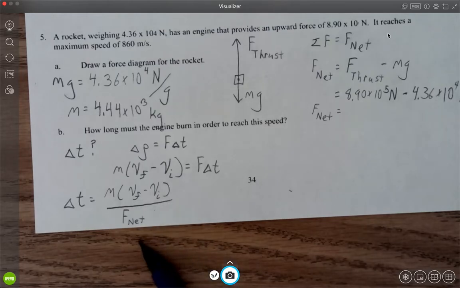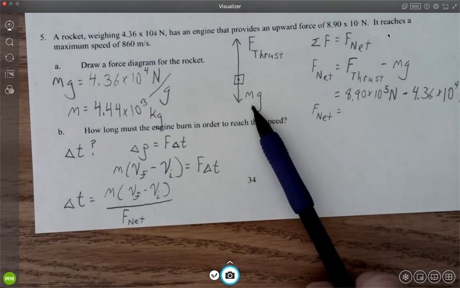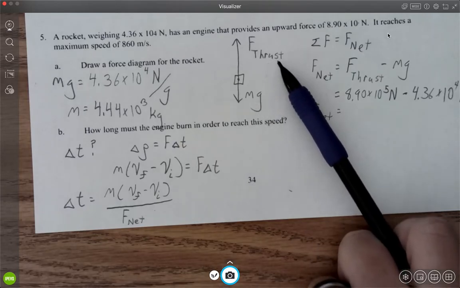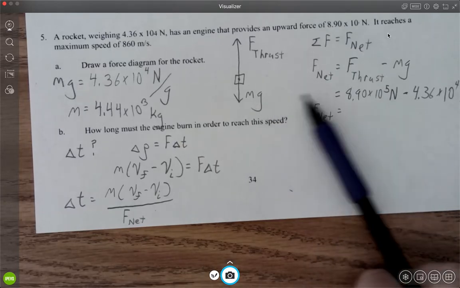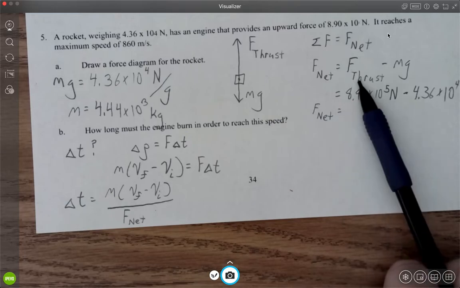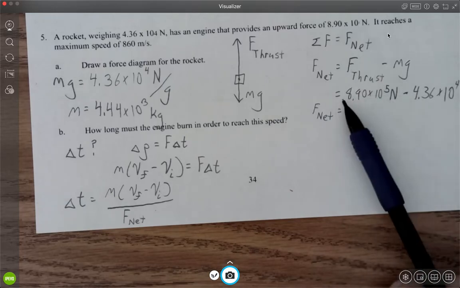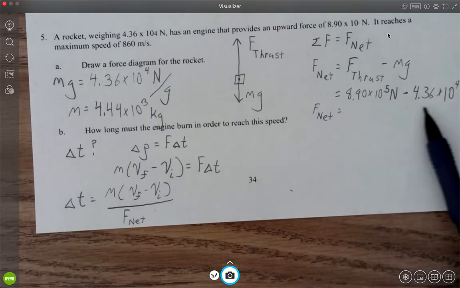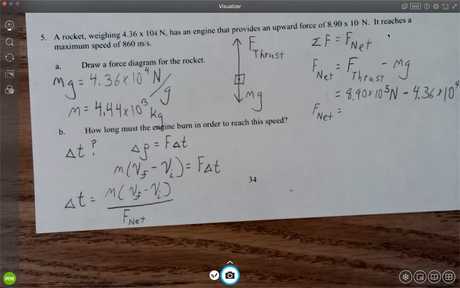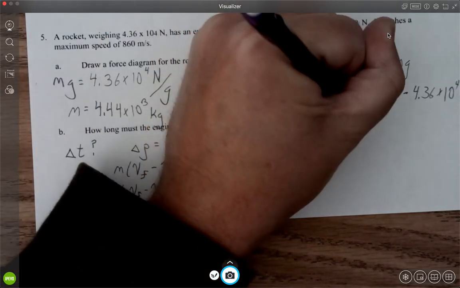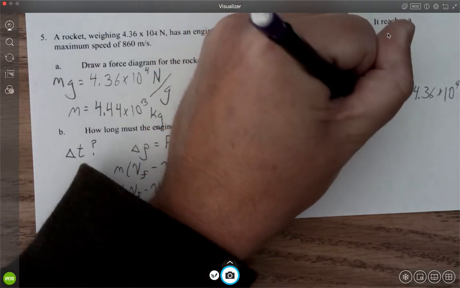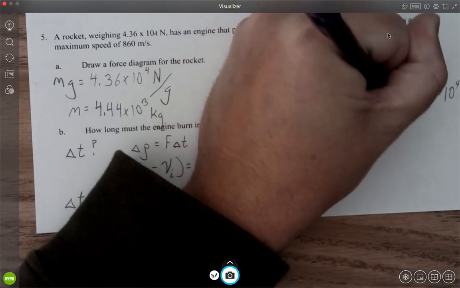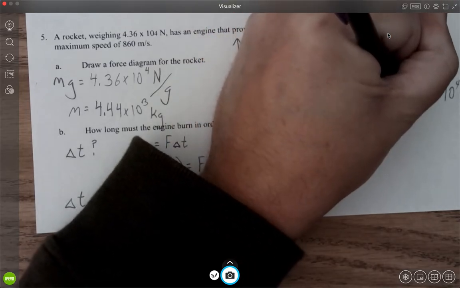Our net force, coming from our free body diagram, we have the thrust up minus mg down is going to equal our net force. So thrust up minus mg, giving us this 8.9 times 10 to the 5th minus this 4.36 times 10 to the 4th, gets us about 8.46 times 10 to the 5th newtons.